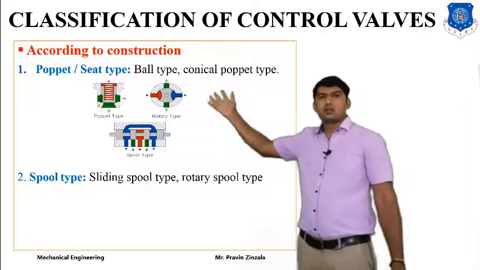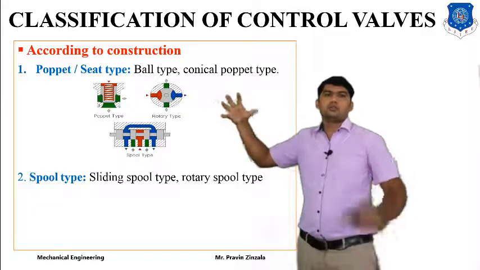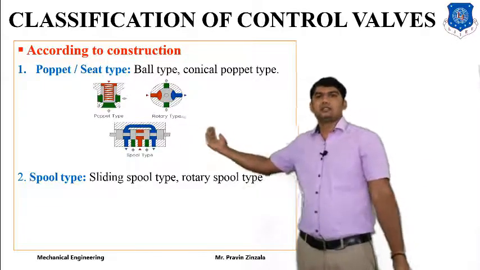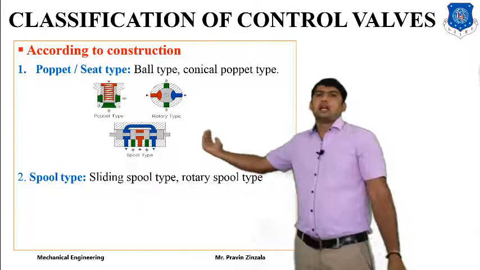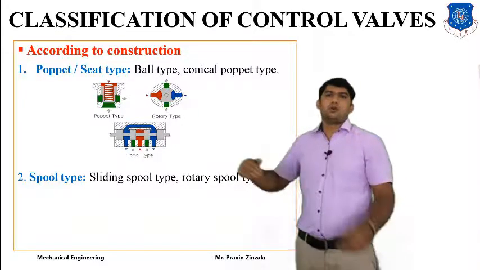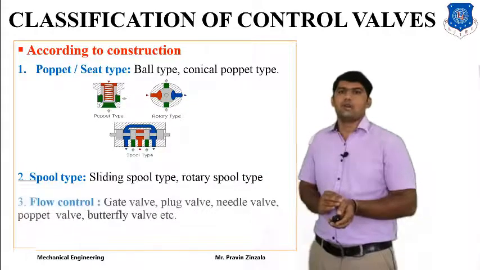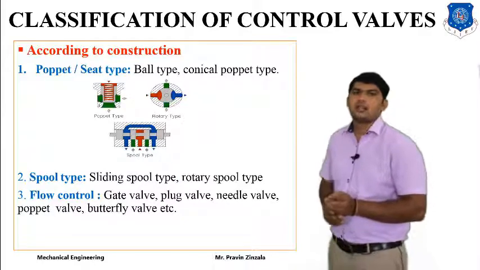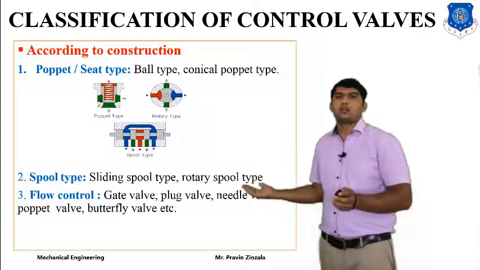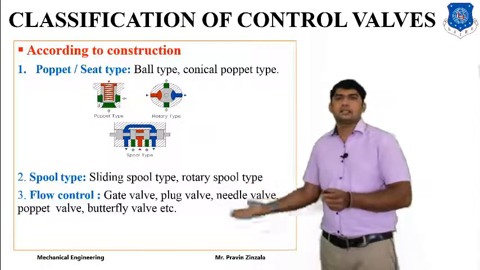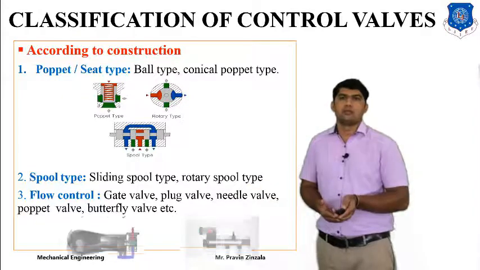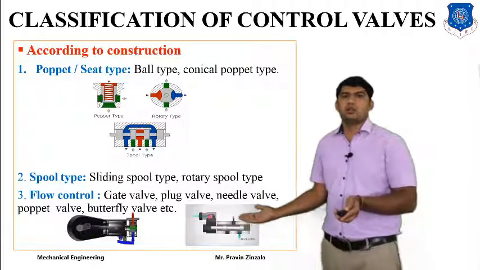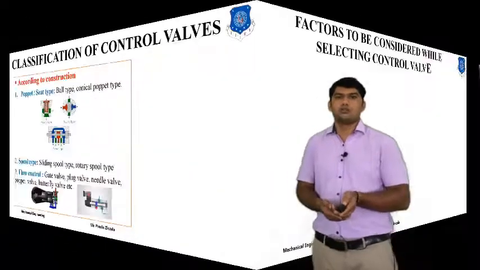So this is the rotary spool type valve. We have to rotate the spool for on and off of the valve, or operations of the valve. And this is the sliding spool type. We have to slide the spool for operations of different types of valve. Third is flow control valve, such as the gate valve, plug valve, needle valve, poppet valve or butterfly valve. So these are examples of flow control valve. And this is also a solenoid operated direction control valve or flow control valve.